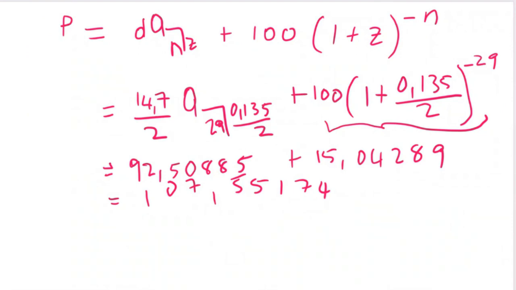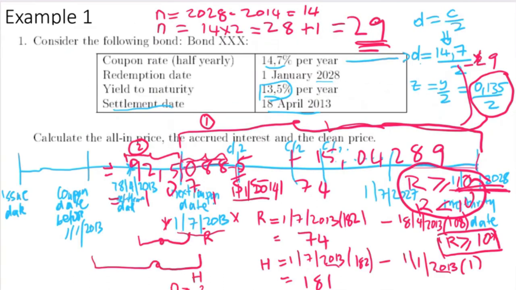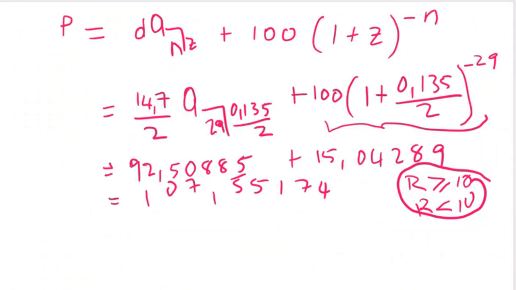But remember, before you calculate your all-in price, you need to ask yourself, was my R greater than or equal to 10, or is R less than 10? From our previous analysis, we have noted that our R was greater than or equal to 10. So if your R is greater than or equal to 10, you are working with an accrued interest case. If you've got an accrued interest case, it means you need to add one coupon. You need to add a coupon to your present value.